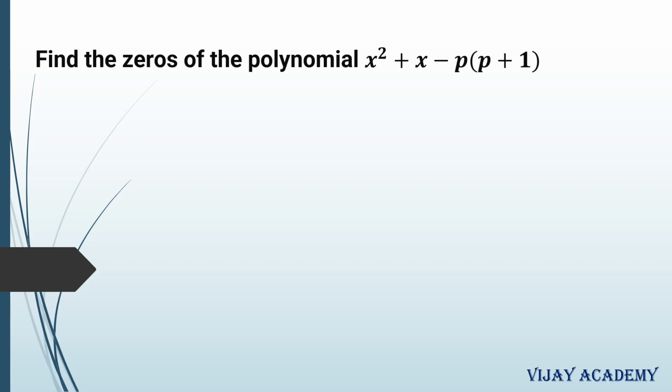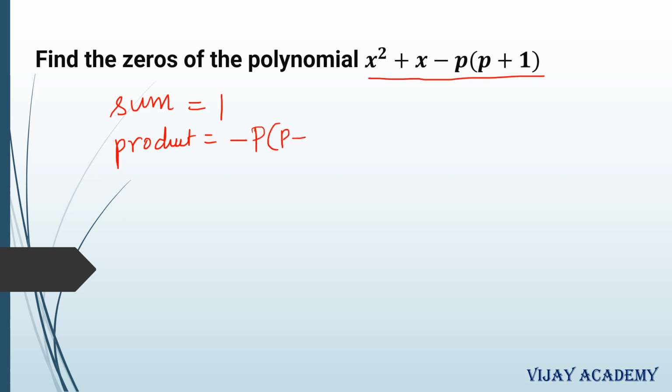In this video, I'll be explaining how to find the zeros of the polynomial x² + x − p(p + 1). So let us apply the sum and product rule, that is, by splitting the middle term. Here the sum is +x, so let us take it as 1, and the product is −p(p + 1)x². So let us take the product as −p(p + 1).